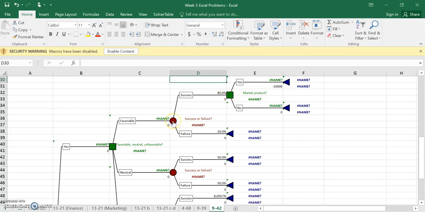So this is correct. It's correct that it's a chance node because you don't get to decide if the product is going to be a success or a failure. So it is correct to have it in the tree.